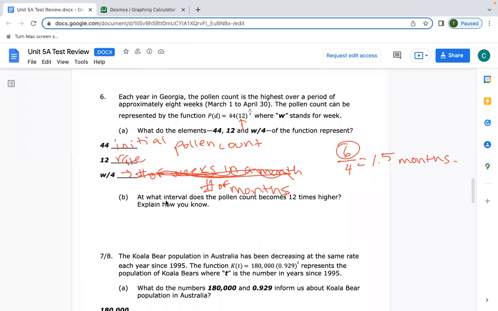All right. At what interval does the pollen count become 12 times higher? Explain how you know. Okay, so this is going to take a little bit more time than 5 minutes. So I'm going to get this on the next video that I do with y'all.